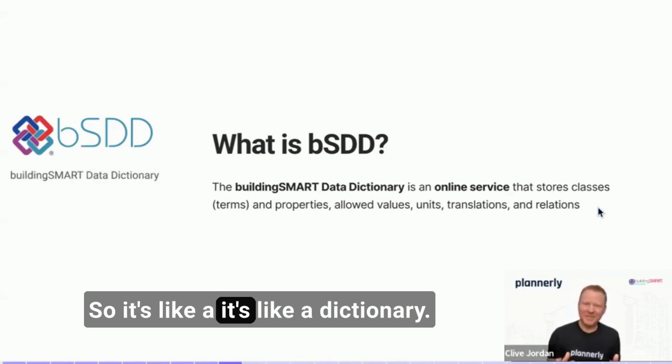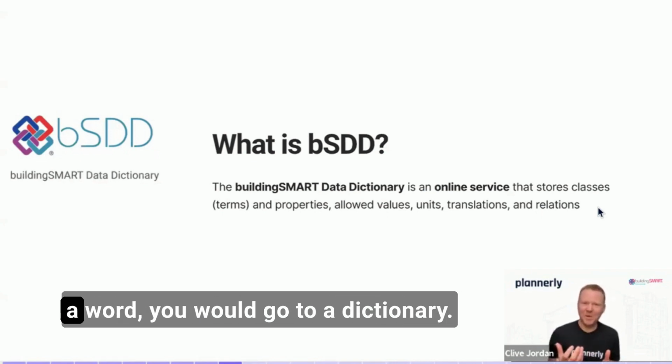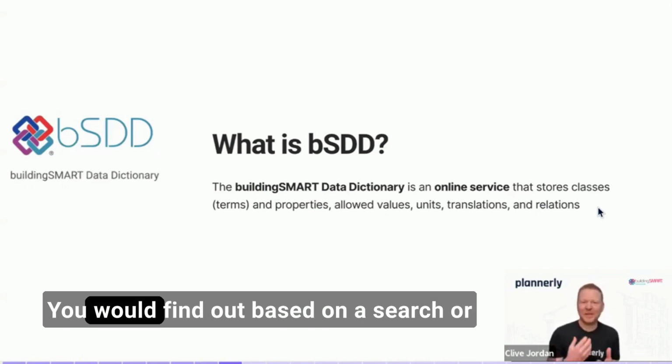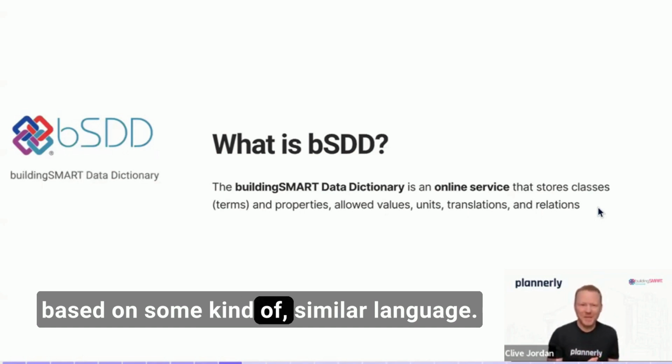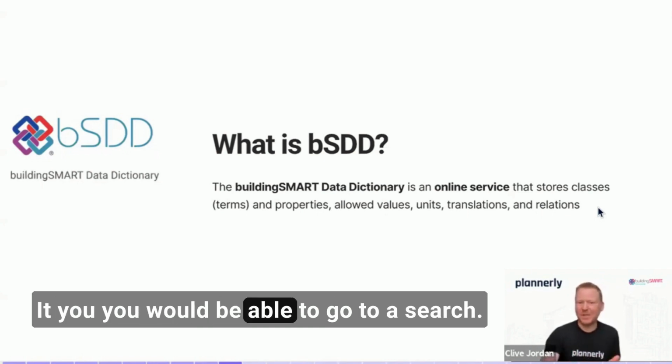So it's like a dictionary. If you were to wonder how to spell a word, you would go to a dictionary, and you would find out based on a search or based on some kind of similar language. It's the same sort of thing. You would be able to go to a search.